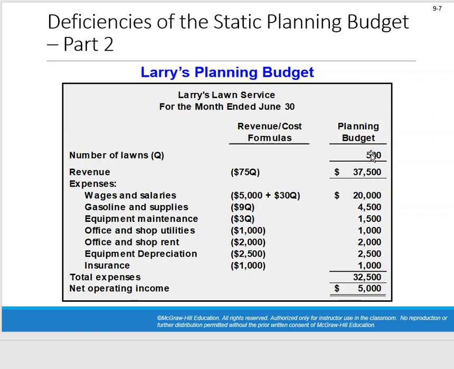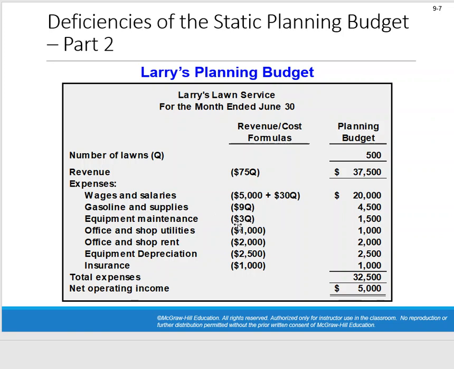So can you imagine laying this out in Excel where these are formulas? Our wages are going to be 5,000 fixed plus 30Q. So we have a mixed cost, 5,000 fixed plus 30Q, which is our variable component. So 30 times 500, and we get a total of 20,000. Gas and supplies is 9Q, so a purely variable expense, 9 times 500.